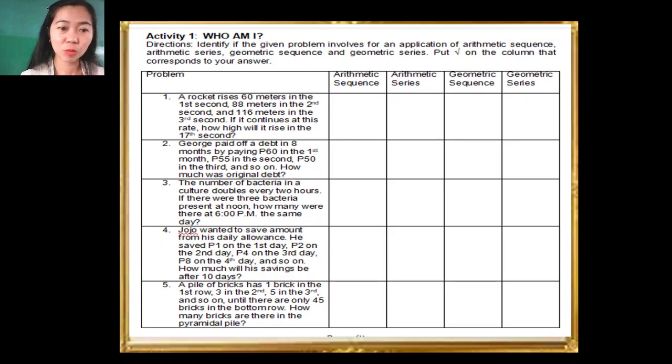So, si number 1, after mo mabasa at ma-analyze, na-notice mo halimbawa na meron siyang common difference, tapos ang tinatanong ay n term, i-check mo yung column ng arithmetic sequence. So, ganon. I-analyze niyo yung problem, tingnan niyo kung may common difference, kung may common ratio, and then ano ba ang tinatanong, n term ba or total ba? Para malaman niyo kung arithmetic sequence, series, geometric sequence, geometric series. I-check niyo lang yung tapat dun sa column. Okay? Napakadali ng activity 1. At yan din naman yung first example ko dun sa ating discussion, mag-identify ng problem kung ano siya.